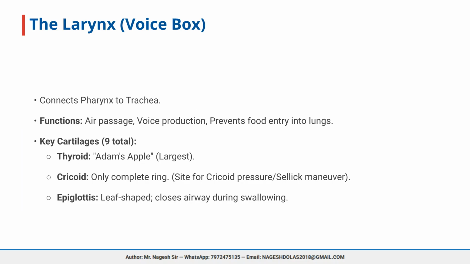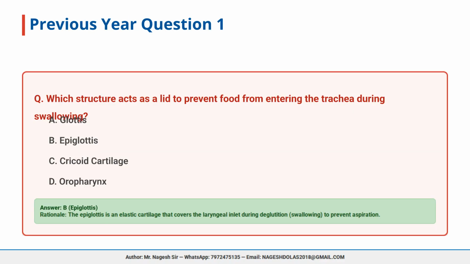The larynx, or voice box, connects the pharynx to the trachea. Its functions include air passage, voice production, and preventing food entry into the lungs. Key cartilages are the thyroid, the cricoid, and the epiglottis, which closes the airway during swallowing. Let's review a previous year question. Which structure acts as a lid to prevent food from entering the trachea during swallowing? The correct answer is B, the epiglottis, which is an elastic cartilage covering the laryngeal inlet.